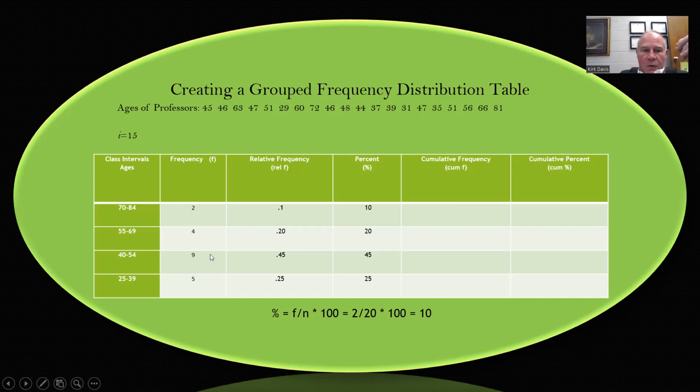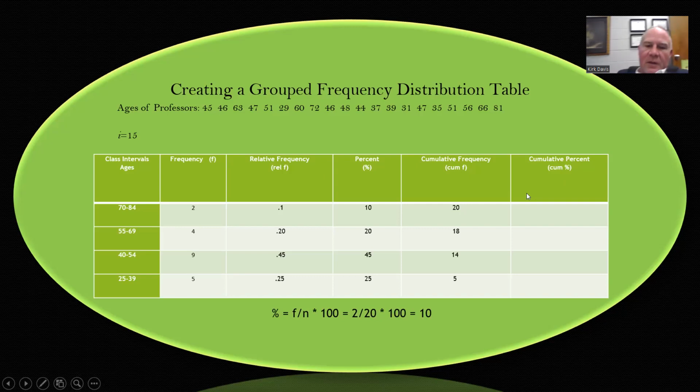Cumulative frequency is going to be the same. I just add up my frequencies. So the first interval has a frequency of 5, so I've got to start with 5. 5 and 9, 14. 5, 9, and 4, it's got to be 18. And then all of them together, 18 plus 2 is 20.